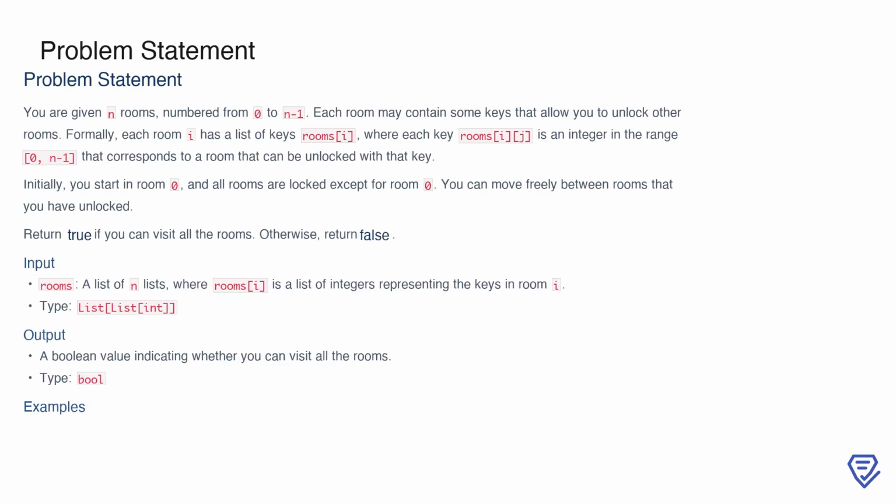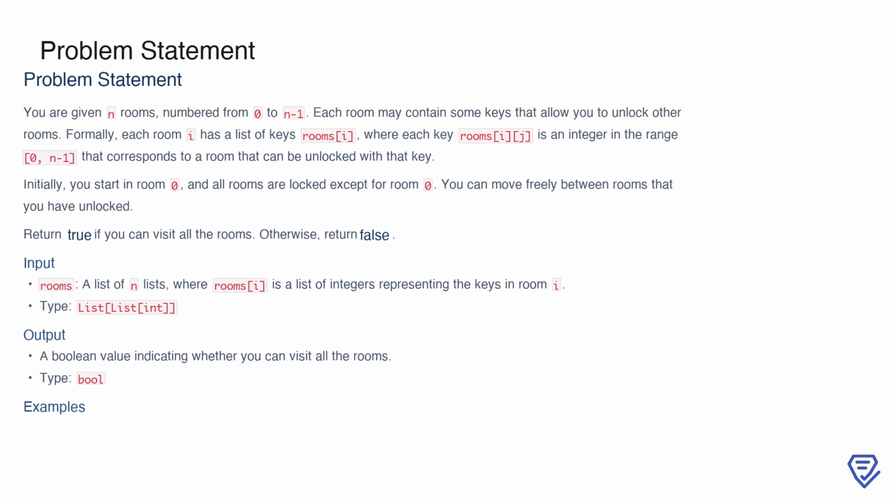In this problem, you are given a number of rooms, labeled from 0 to N-1. Each room contains a list of keys, and these keys unlock other rooms. Specifically, if you are in room i, the keys in rooms[i] indicate which other rooms you can unlock. At the start, you are placed in room 0, which is already unlocked, and the rest of the rooms are locked. The goal is to determine whether you can visit every single room starting from room 0. If it's possible to visit all the rooms, you return true, otherwise, you return false.